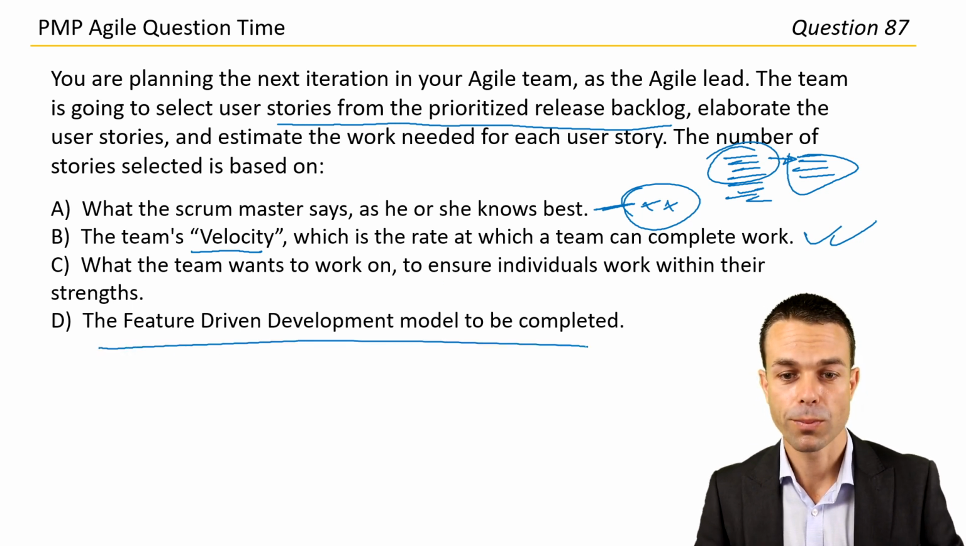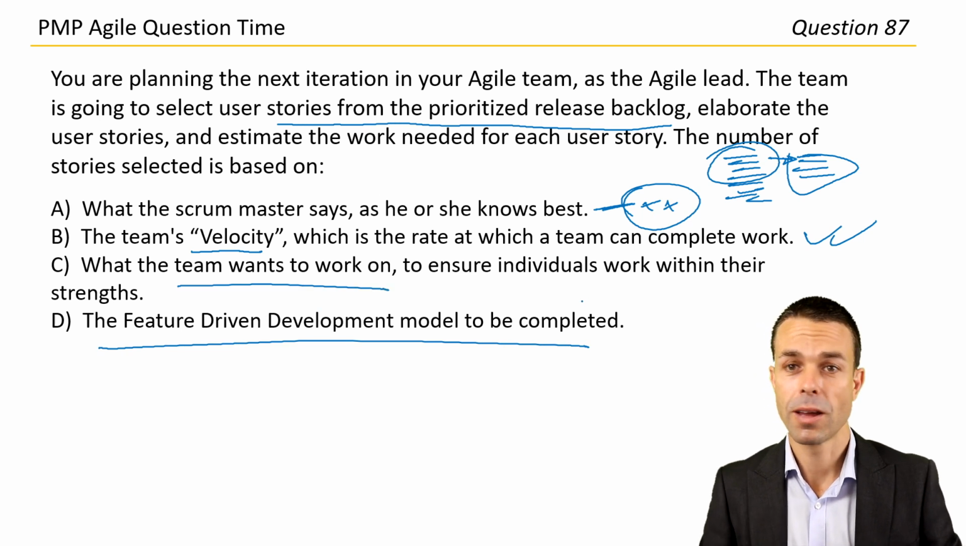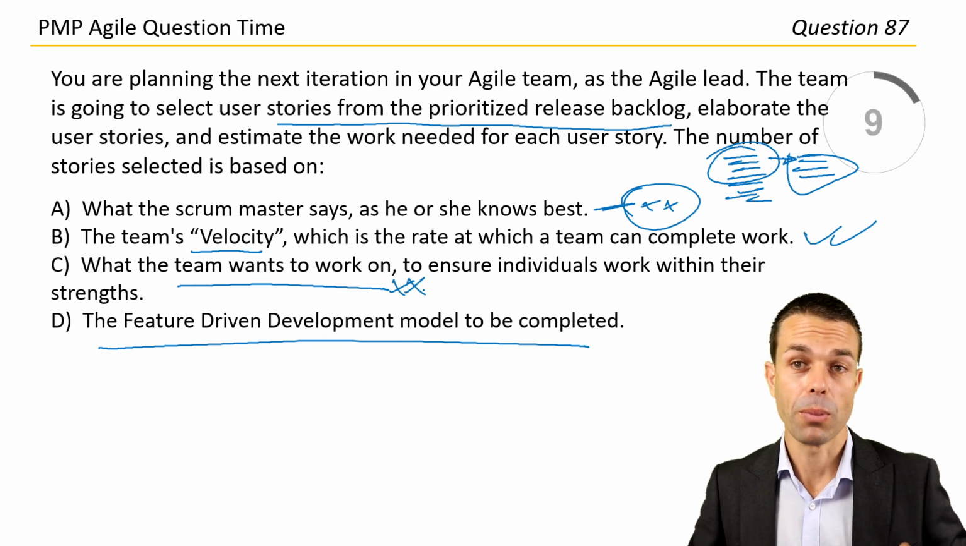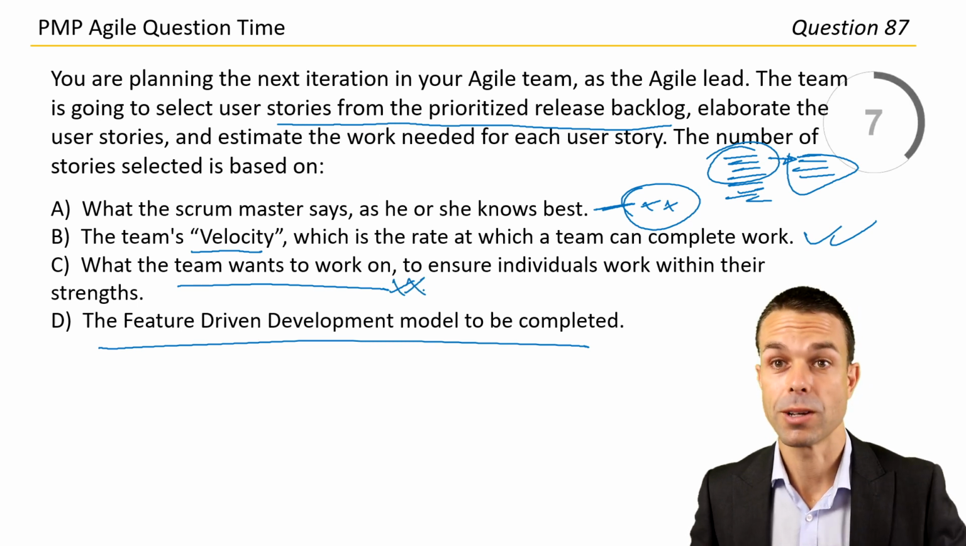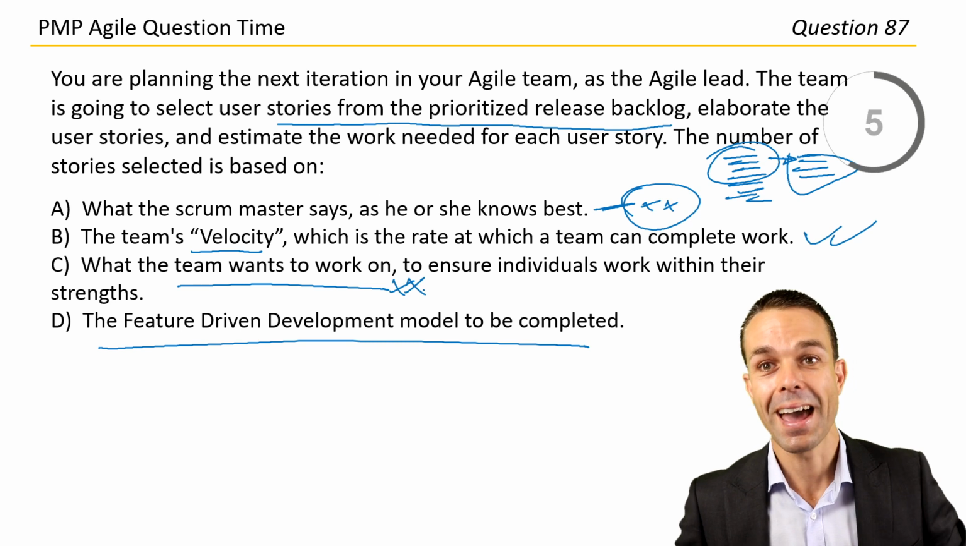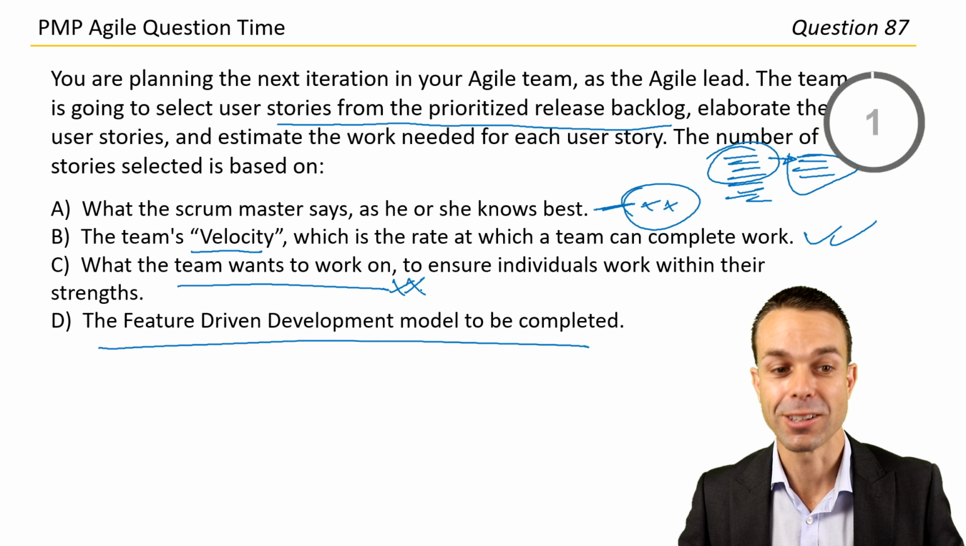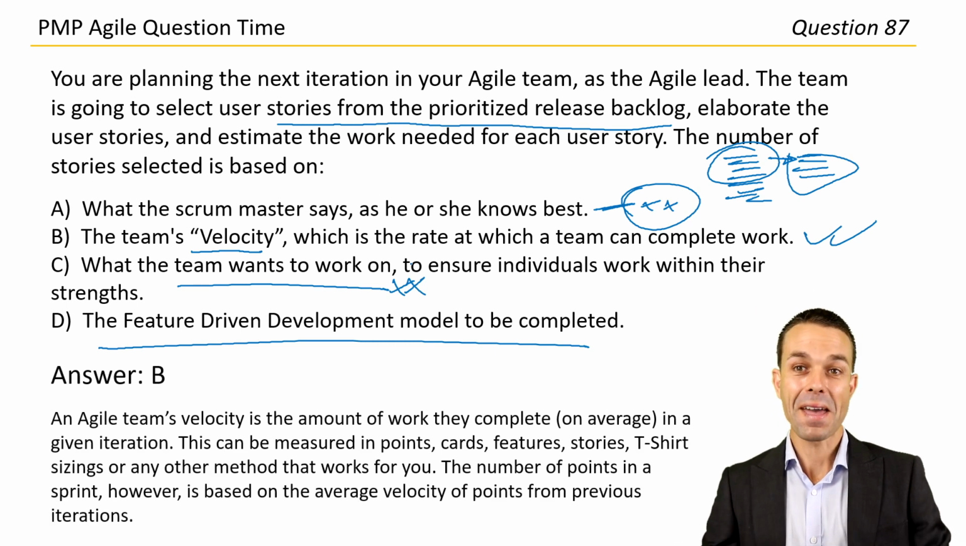Feature-driven development model? No. What the team wants to work on to ensure individuals work within their strengths? Also, not necessarily. We do want people to be engaged in what they're doing, but the product owner decides the priorities because they represent the customer, and we select how much work we can do based on our velocity. Let's go with answer B, and there it is.